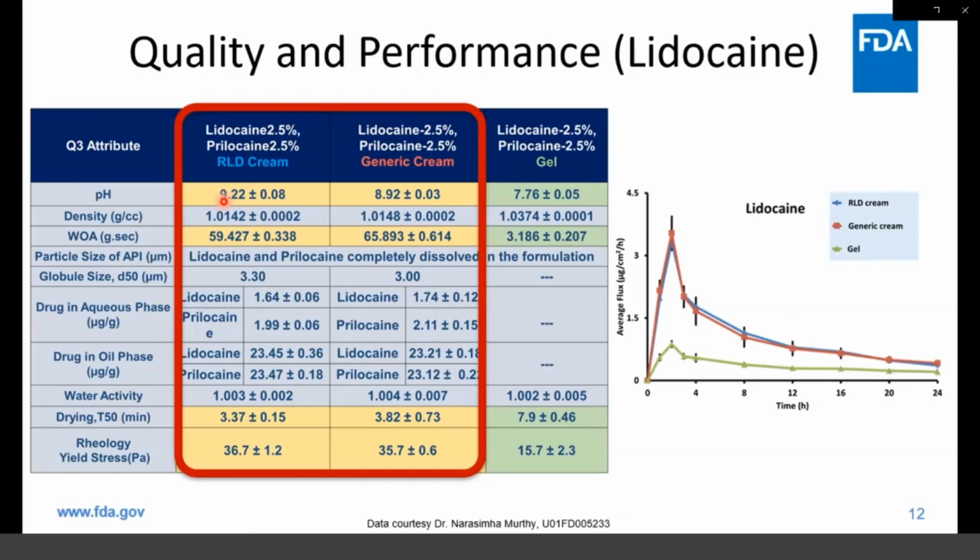And this difference should be similar to what we would expect across multiple batches of the reference product itself. Now, in this instance, you can see that that is not the case. Now, if you were to develop a model here, you have all of the Q3 data.